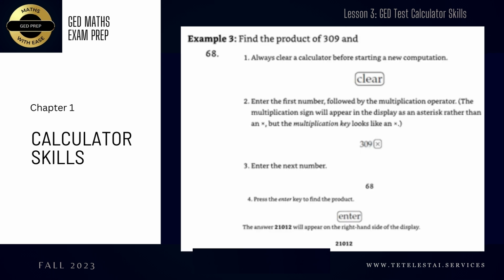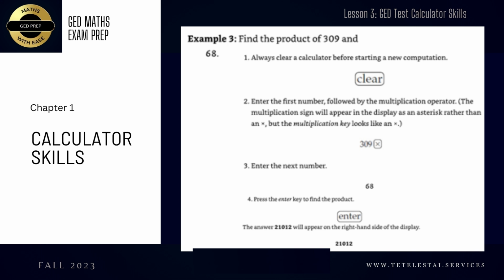Same thing, you're doing a product. You want to start by clearing the calculator, enter the relevant number. In this case, we're asked to find the product of 309 and 68, right? And so like I was telling you guys earlier, when you see that word product, don't get nervous, because we already know that just means 309 times 68, okay?